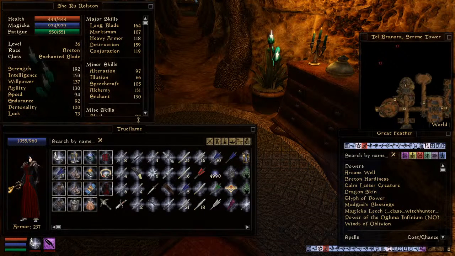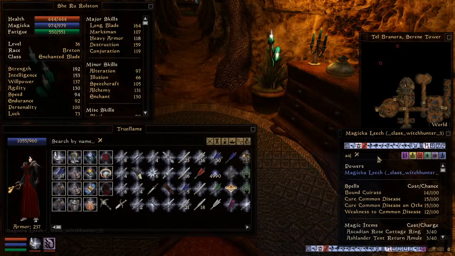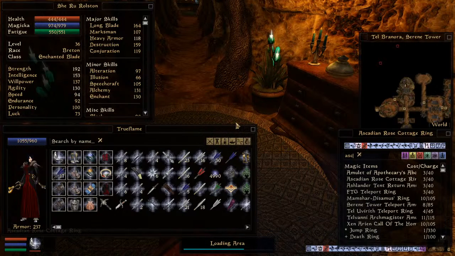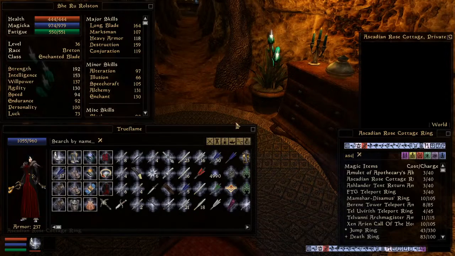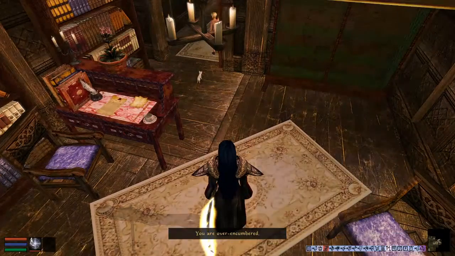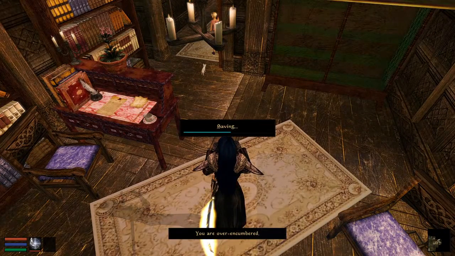But for now, let's do something like find a bed and spend the night. I could use the Cascadian Isle. Cascadian Rose Cottage, which is a very nice house by Karana. Let's check.